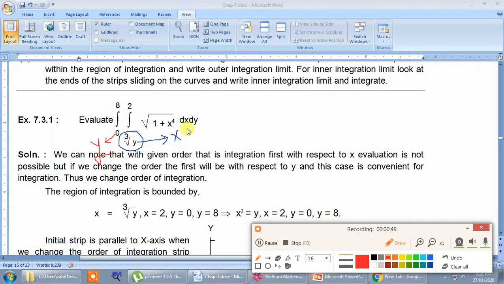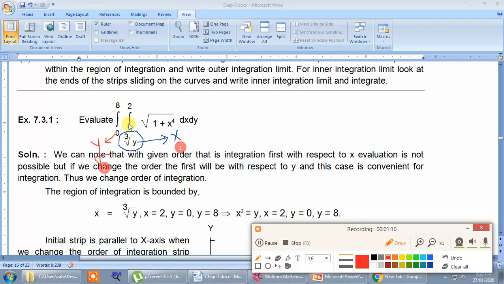Now let us first check whether evaluation of the double integration is possible with respect to the given order. What is the given order? First integration is to be carried out with respect to x, and then with respect to y. Let us see the possibility of evaluation.